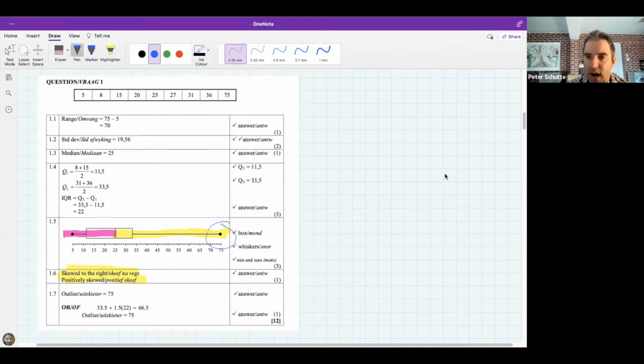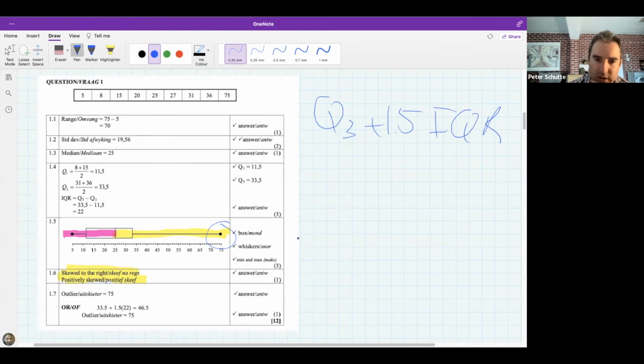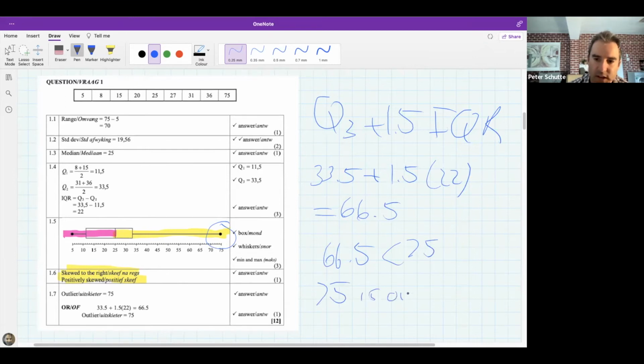Well, what we need is our upper bound. So how do we get the upper bound? We go Q3 plus 1.5 times IQR. And so in this question, Q3 was, where did I work it out? Q3 was 33.5 plus 1.5 times 22. And if I think about what that gives me, 66.5. And then I compare it and I say, is 75 greater than that? And it turns out 75 is greater. And so 75 is an outlier.